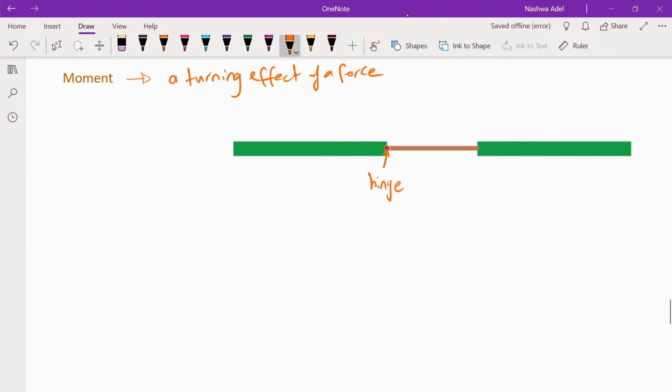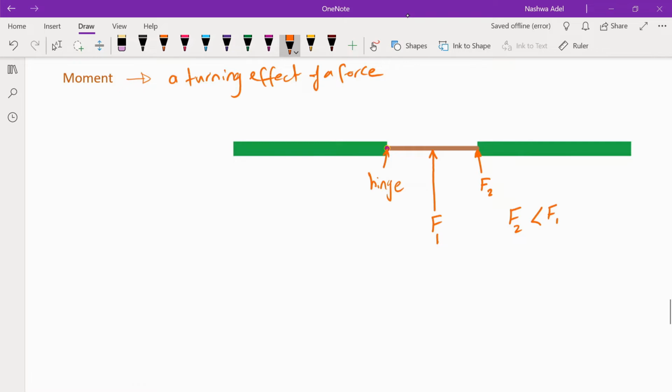If we try to open the door by pushing or applying the force in the middle of the door here, so we apply a large force to open this door. It is easier for us to apply the force in this position. So if we apply the force at a large distance from the hinge, it will be easier. So we apply a small force. So if I have here F1 and here F2, F2 will be smaller than F1.